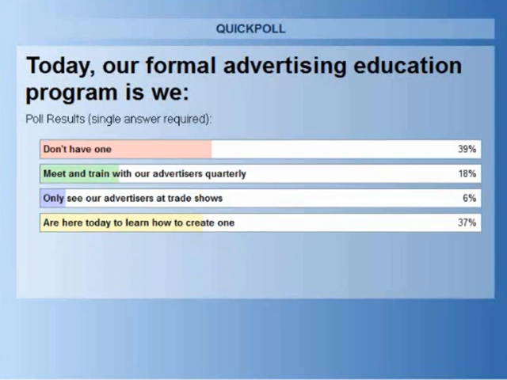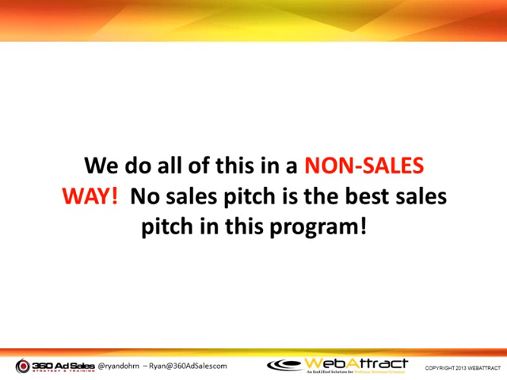Look at that, a good split. Don't have one, 39%. Some, 18%, meet quarterly. Only see our advertisers at trade shows, 6%, and are here today to learn how to create one, 37%. So, all right, let's keep rocking forward. Now, one of the goals here is we have to understand that we have to put together our advertiser education programs in a non-sales way.